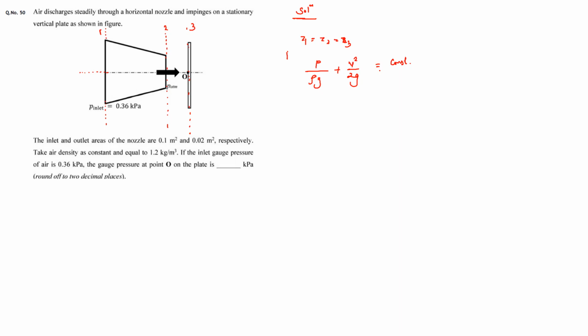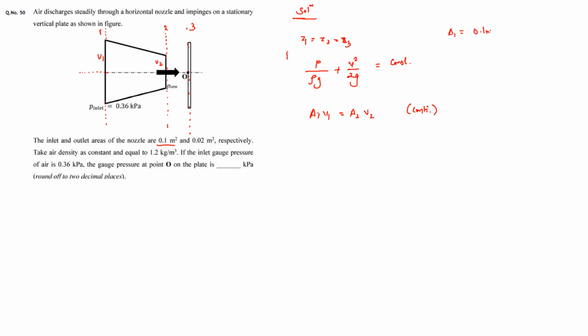Now, what is not given to us is the velocity. For that, you need to invoke the continuity equation first. Let's say that velocity here is V1 and velocity at the exit is V2. Then invoking the continuity equation, we can simply say that A1 V1 is equal to A2 V2. This comes from continuity in one dimension. And A1 is given to you.